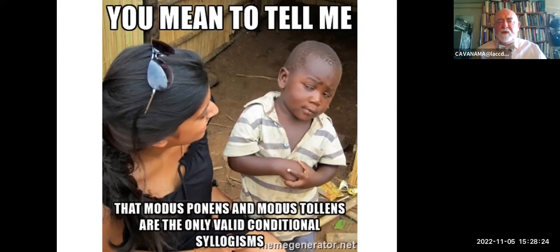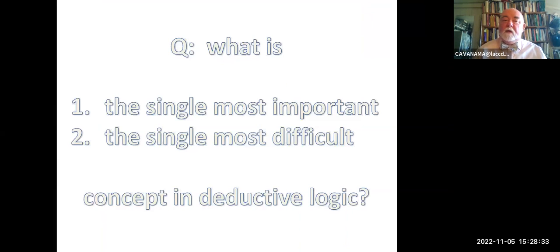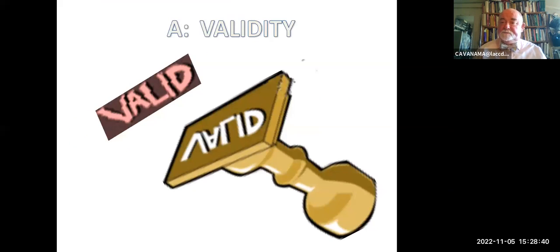You mean to tell me that modus ponens and modus tollens are the only valid conditional syllogisms? Yep. Okay, let me repeat. What is the single most important and the single most difficult concept in deductive logic? Validity. Let's look at validity.